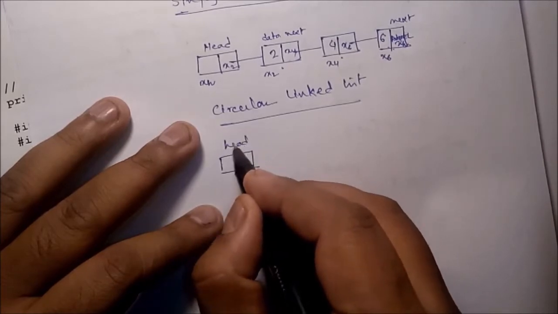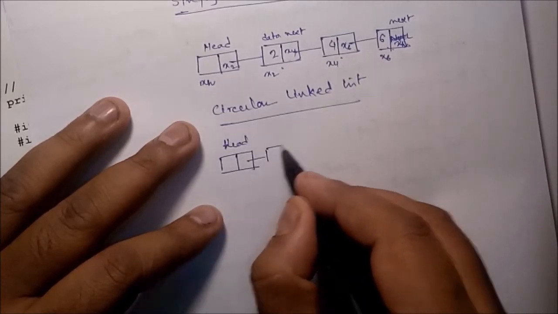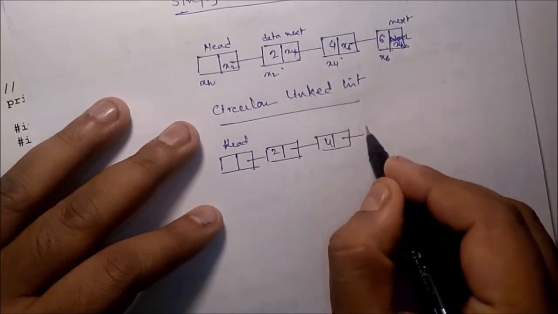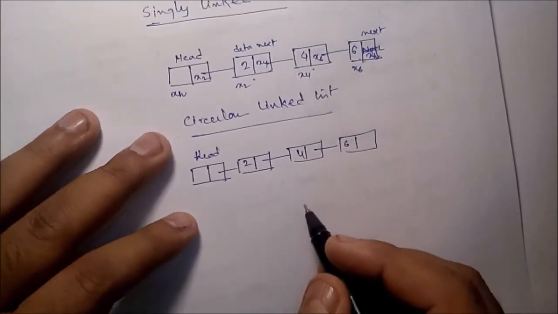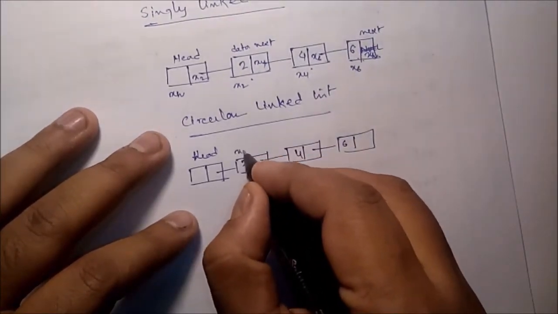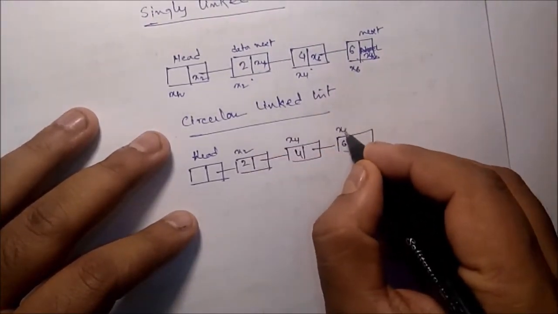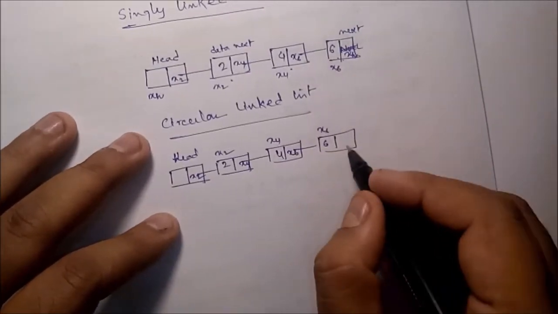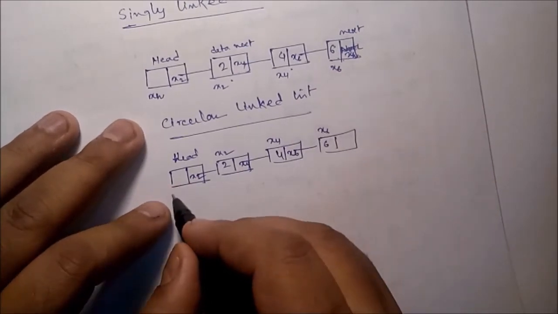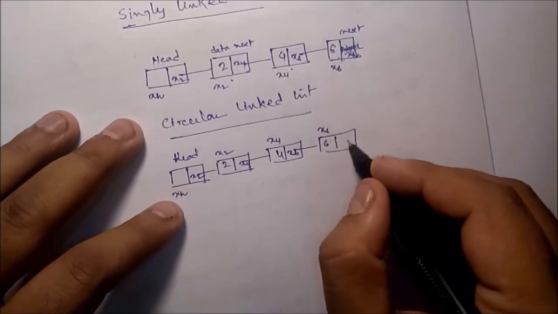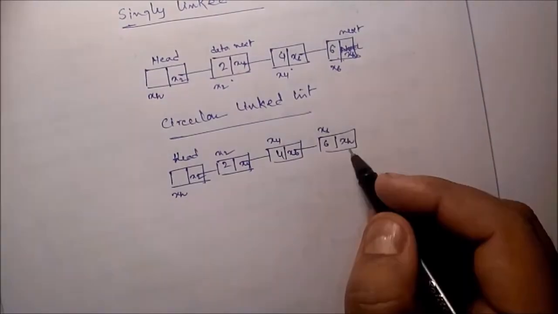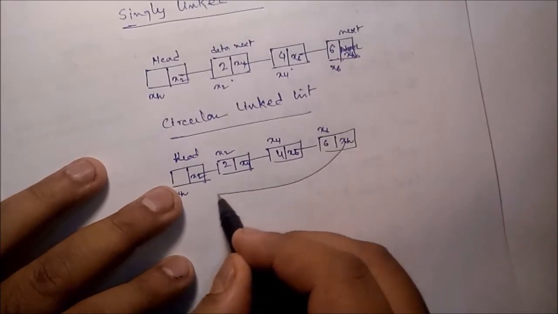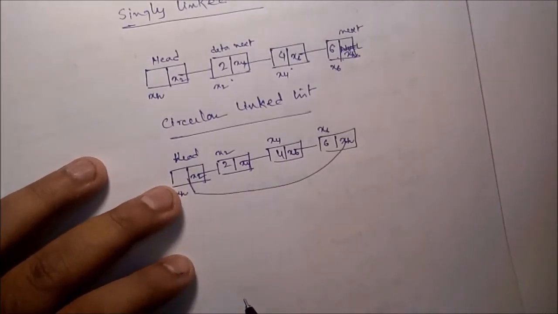Okay, that means if it is a head, the first node, the second node, and the last node. Here the addresses were x2, x4, x6. So instead of storing null, here we store the address of the first node, the address of the head node, as though it is xh. So we can put xh here. That means it is like that.